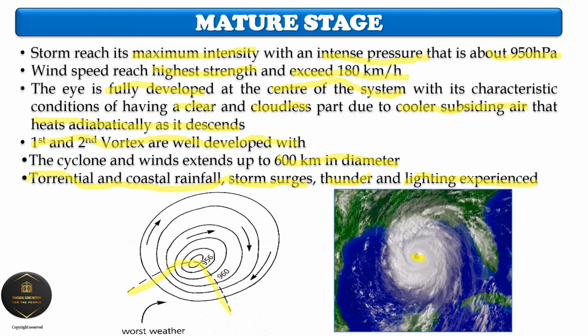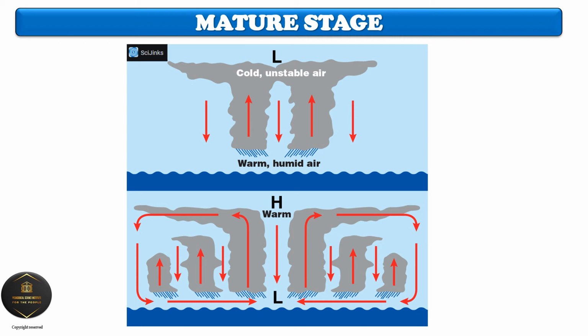So that's what happens in the mature stage. Remember, guys, this is how you identify the mature stage on a satellite image. The eye is fully developed, well formed. In your synoptic weather map, you'll have such isobars. It will look something like that in your synoptic weather map. So be able to identify these, and then let's just build up on the mature stage to be more practical about it.